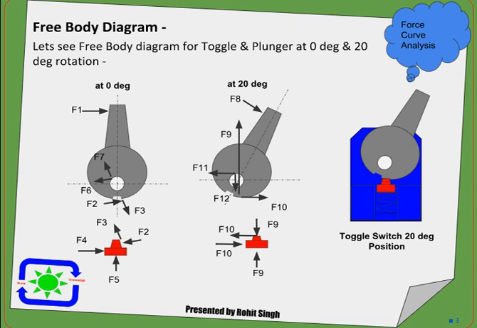At 20 degree we have F8 force applied by the user to the paddle, F9, F10 forces at the contact point between plunger and paddle, F9 generally the reaction force, F10 friction, F11, F12 forces at the hinge point. F9 and F10 also go to the plunger, because these two forces are acting in horizontal and vertical direction, so that's why we have two other forces in opposite direction on the plunger.